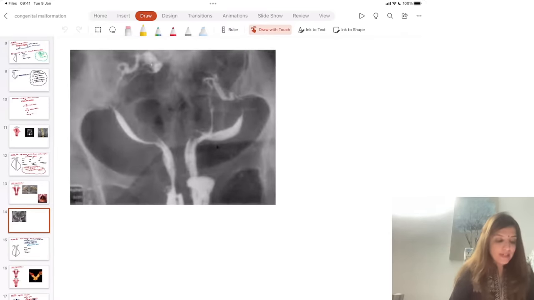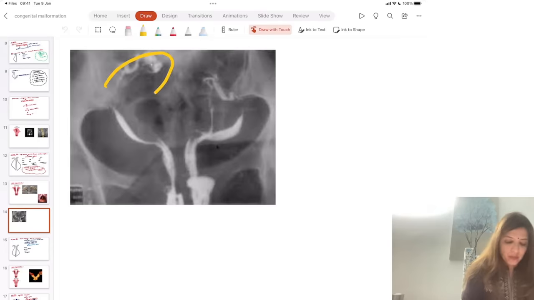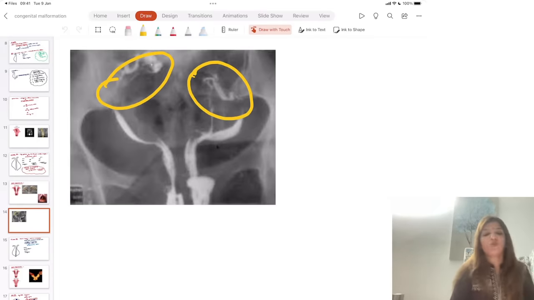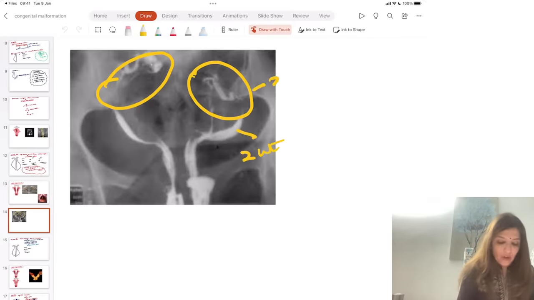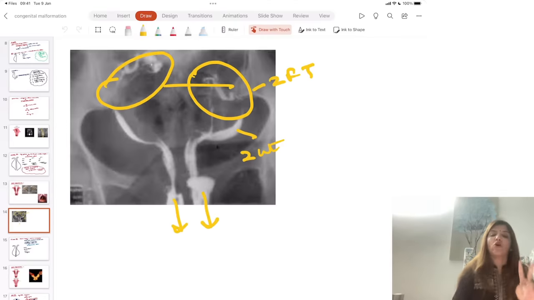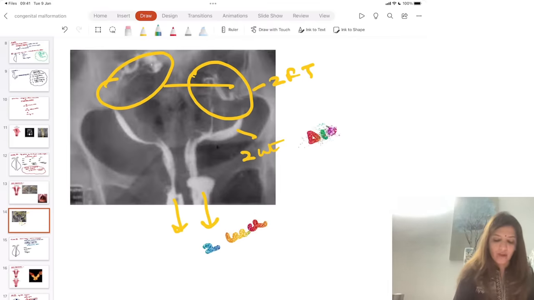In this image, what are you seeing? You are seeing two fallopian tubes. Now that two fallopian tubes are visible, it cannot be unicornuate uterus, right? I am seeing two uteri, two fallopian tubes. I am also seeing two vaginas because I am seeing two Leech-Wilkinson cannulas. Now, because there are two Leech-Wilkinson cannulas, that means it is a case of didelphous uterus. Clear to all of you?